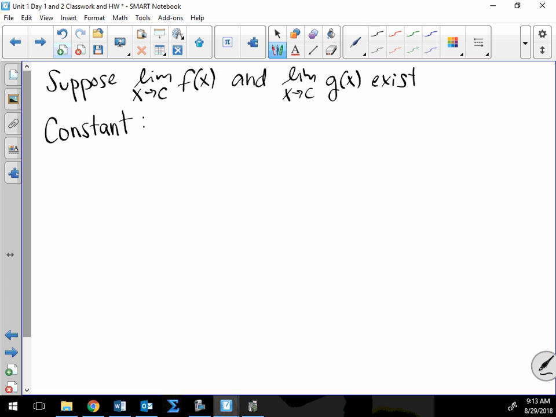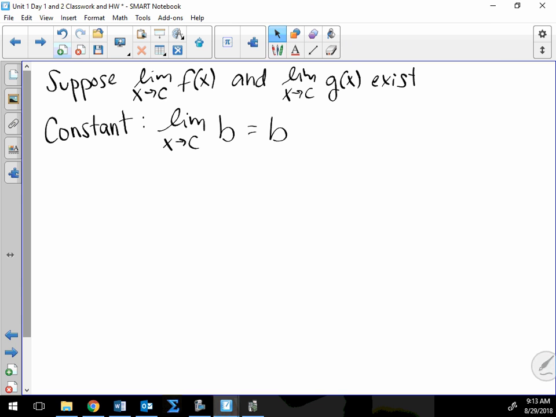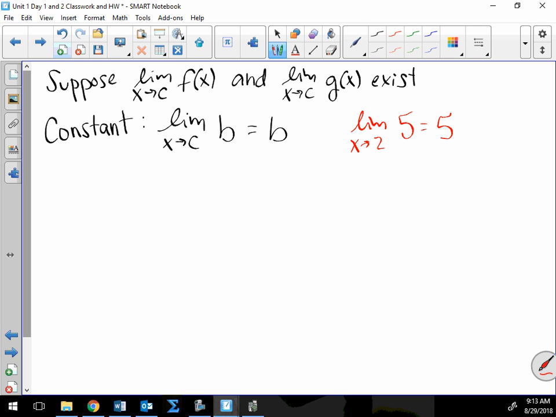So for our constant, we have the limit as x approaches c of any constant. The limit as x approaches any value of our constant is just going to be the constant. So for example, the limit as x approaches 2 of 5 is 5. If we stop and think about this, think of your graph. No matter which x value we're approaching, the y value is going to be the same all the time, right? So it seems pretty obvious. You probably aren't going to get that on the AP exam.